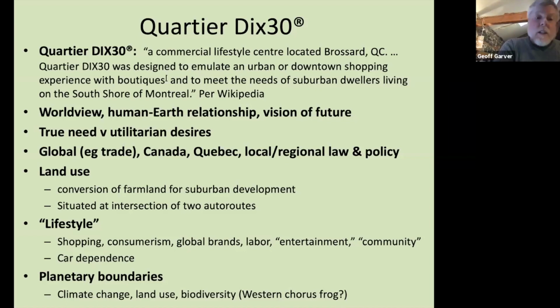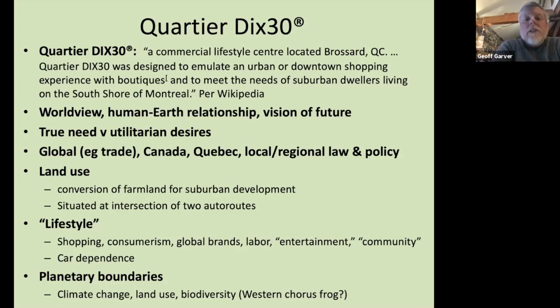It raises questions at the global level, because a lot of what's going to be bought and sold in these global brands that are set up in that shopping world are in globalized trade, as well as laws and policies all the way down to the local or regional level. Big questions in this kind of a study of an example would be on land use. So this is land that was very good farmland within the St. Lawrence Valley. It's the breadbasket of Quebec. And that farmland right now has a higher value for suburban development than it does for farming.